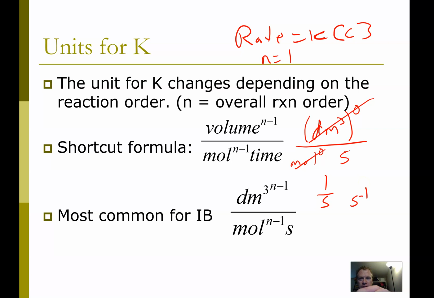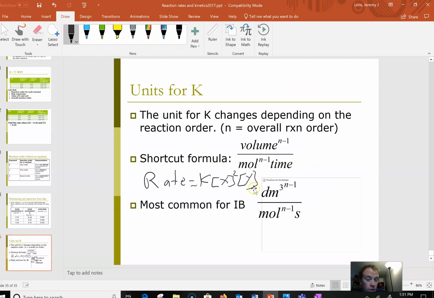The one we did previously, where the rate equals K, and then we had X, which was to the second power, and 1. I'll show you how we could have found the units through the shortcut method for the one we did previously to this.